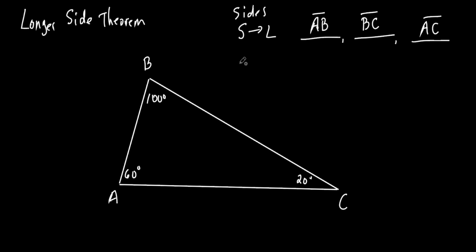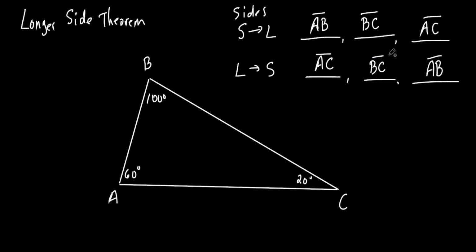And of course, I could always ask for the other way. I could ask you from the largest side to the what? Smallest side. And that should be pretty easy. Again, the largest one is opposite the largest angle. So this would be AC. The smallest one would be opposite the smallest angle. That would be AB. Oh, forgot the line segment over top of it. And of course, the middle one's going to be the middle one on both of them.